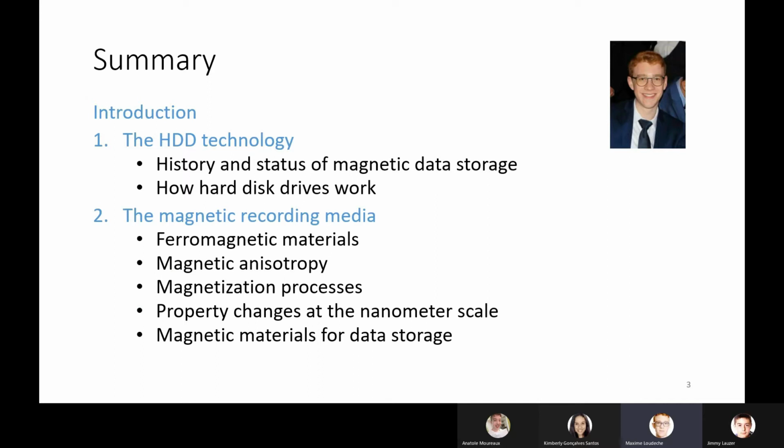So this slide gives us a little summary of what we are going to see during this video. As I said, we will first introduce the general concept of hard disk drive and how they work. In this first section, we'll also talk a little about the evolution of hard disk drives. Then in section 2, Jimmy will introduce the basic concepts and the main properties that are involved in an HDD.